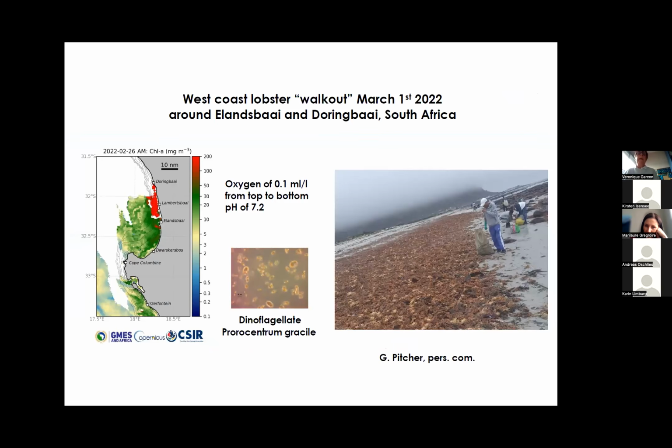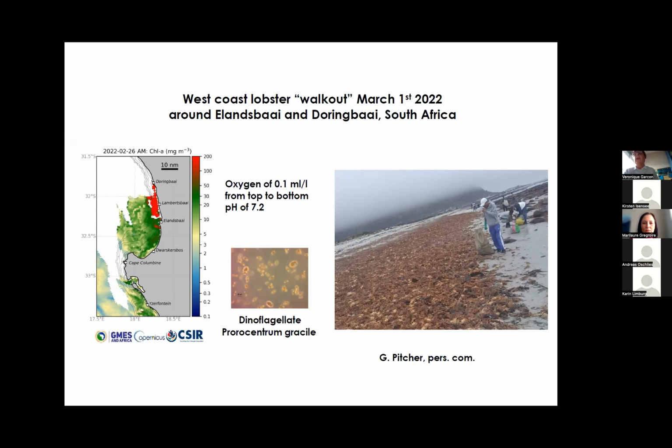And actually, this is a dramatic example that Grant Pitcher, who is from the GO2NE group from South Africa, reported to us a couple of weeks ago of a major West Coast rock lobster walkout on the beach. You see on the right panel here all the rock lobsters. And that was a bit north of Cape Columbine along the coast of South Africa. So it was a combination of a red tide event due to the dinoflagellate Prorocentrum gracile. But the organisms did not die because of toxin, but they died because of the drop of oxygen level down to 0.1 milliliter per liter from top to bottom in the water column.